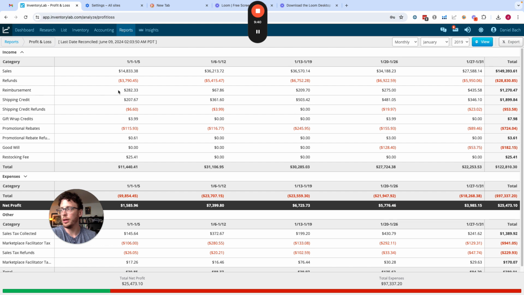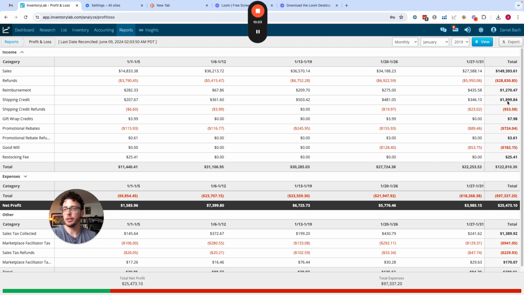Then there were reimbursements. We got reimbursed for different things from Amazon, which totaled $1,270.47, added back to this number here. So we went from $149,393.61, subtracted $28,830, and added back $1,270.